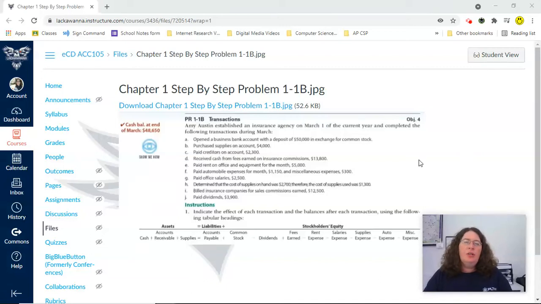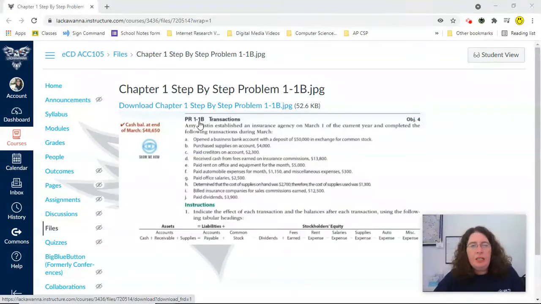Hello. Today we're going to look at problem 1-1B. Amy Austin established an insurance agency on March 1st of the current year and completed the following transactions during March. And then we have A through J transactions. Our directions ask us to indicate the effect of each transaction and the balances after using the following tabular headings. And then it gives us these tabular headings.